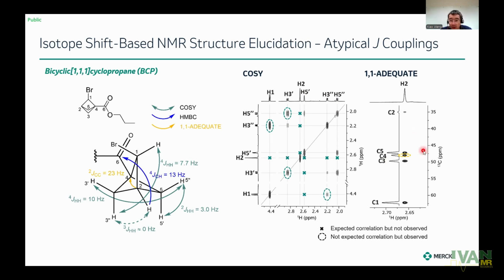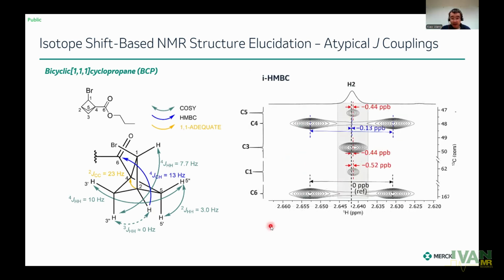And same thing for 1,1-ADEQUATE. So 1,1-ADEQUATE for H2, it should see 3 carbons, C1, C3, and C5. But in our 1,1-ADEQUATE, we actually see 4 strong signals. There's an additional signal to C4, which results from these large carbon-carbon couplings. So for these kinds of weird molecules, there's no way to solve the structures just based on the conventional 2D NMR experiments.